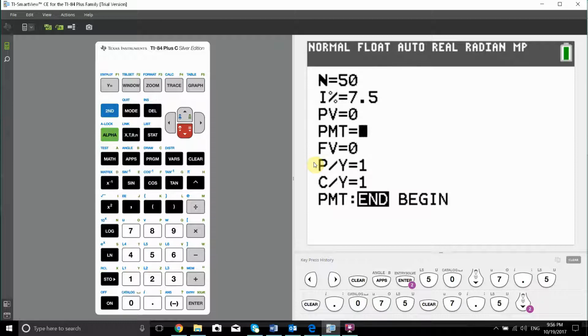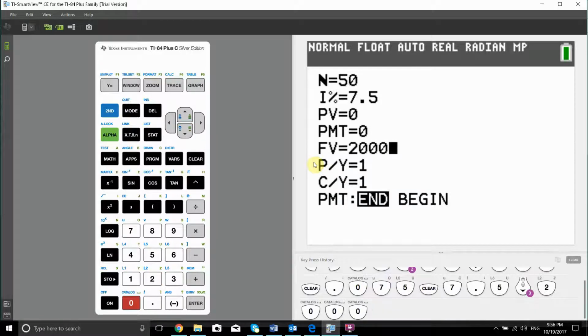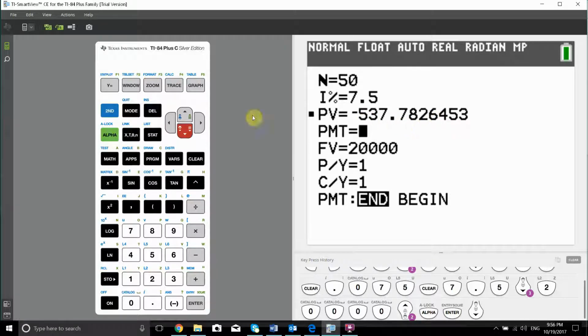And then you are solving for present value, and the payment is 0 because there is no periodical fixed amount of payments, either received or paid. And then the future value is $20,000. Okay, and then you are going to solve for the present value. So you move back to present value, make sure this is highlighted, and you are going to hit alpha, enter, okay, alpha, enter, and then the number shows up. It should be $537.78.